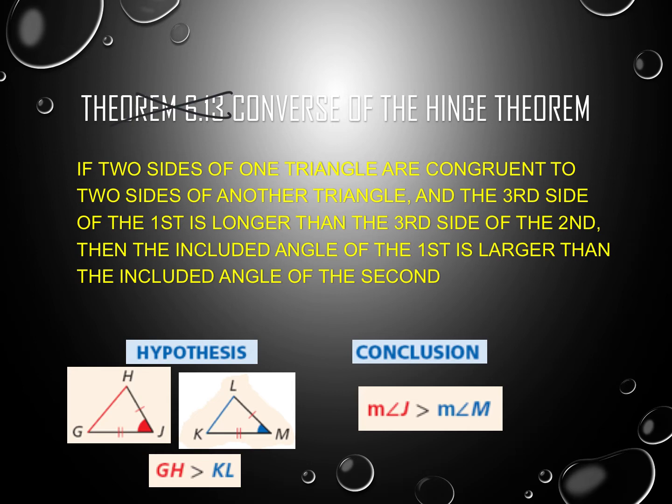So if I were to add numbers to this picture, let's say I told you that the length of GH was 10, and then the length of KL was 8. You can see that 10 is bigger than 8, so the angle across from the side that is 10 would be the greater angle. And again, the thing you need to look for is that you have two pairs of congruent sides. And then you're going to compare the third side to determine which included angle is larger or smaller.